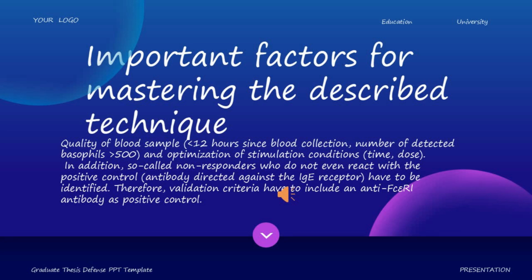In addition, so-called non-responders who do not even react with the positive control, antibody directed against the IgE receptor, have to be identified. Therefore, validation criteria have to include an anti-FCRE antibody as positive control.